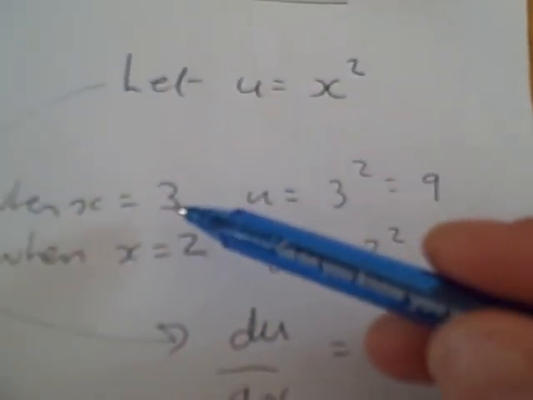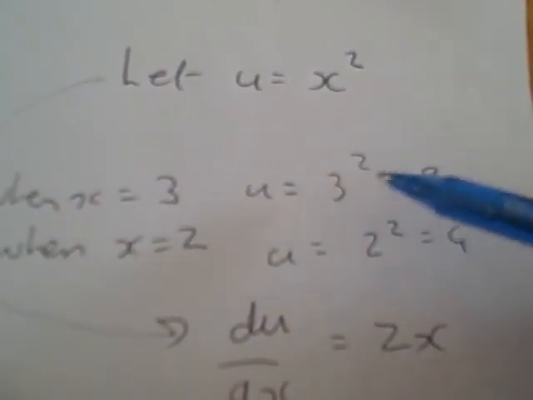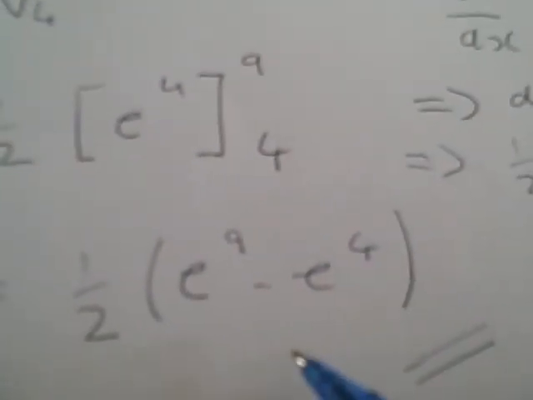And just to recap, up here we changed the limits. We put the limits in terms of u, so we don't have to sub back in here. I think that's the most efficient way of doing it, and that's our answer.